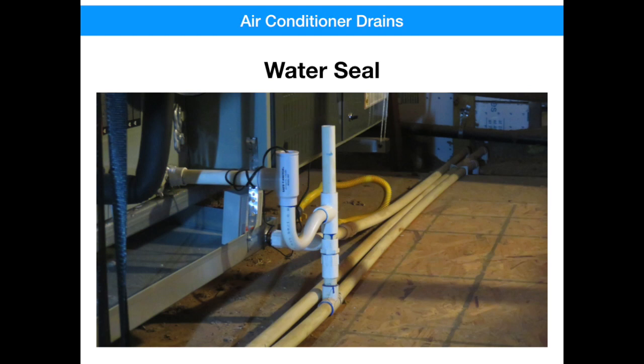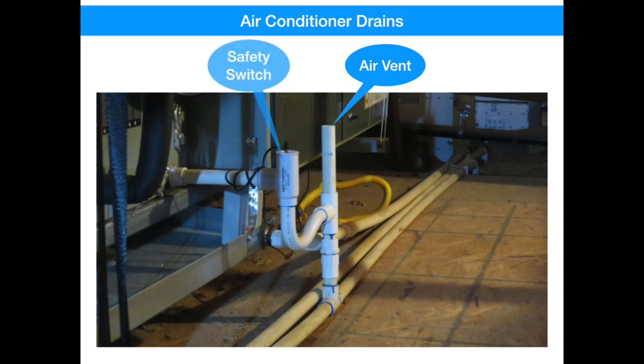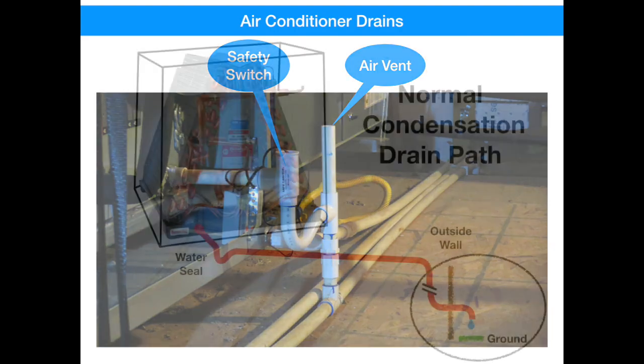Here's an actual photo of a water seal. You can see that it has an air vent to allow water to drain easily. This one also has a safety switch that shuts off the air conditioner if the normal drain line gets backed up. Unfortunately, it only detects plugging in the line that's downstream of it, not upstream toward the drain pan.